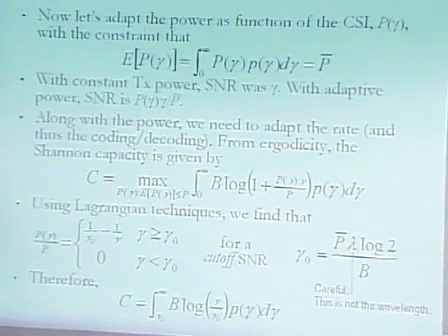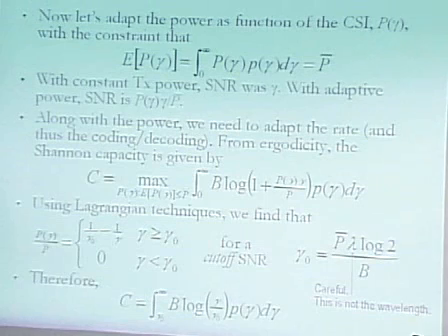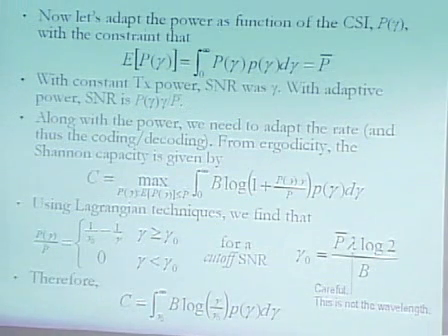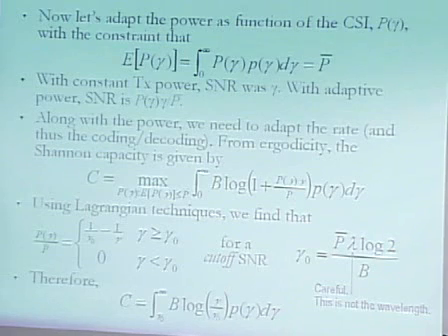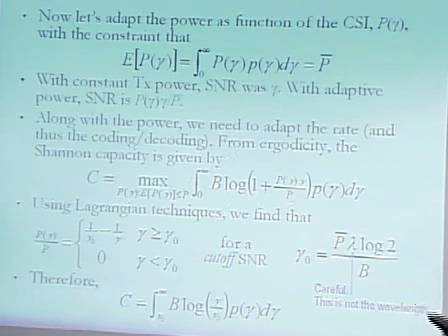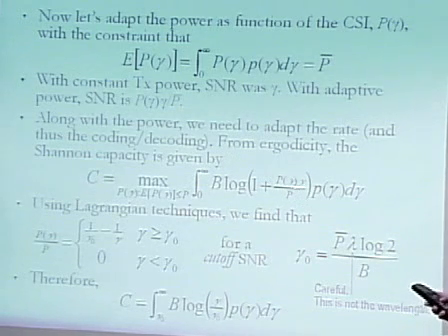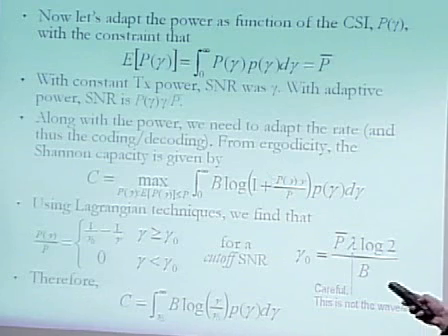So now the SNR is equal to P of gamma times gamma divided by P bar. Okay, so now how do we find the capacity? Well, we have to do a maximization, right? The capacity is given by this integration, which is an expectation of B times log of 1 plus gamma. It's the usual thing, where gamma now depends on the power we chose, P of gamma.